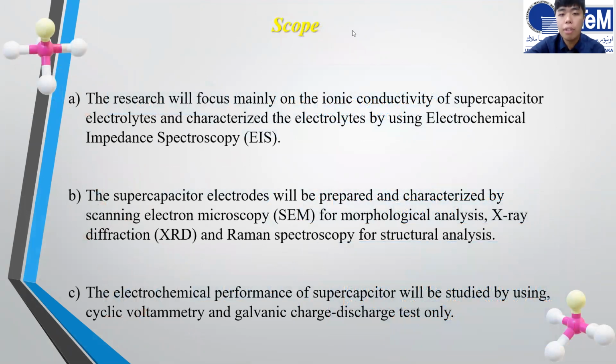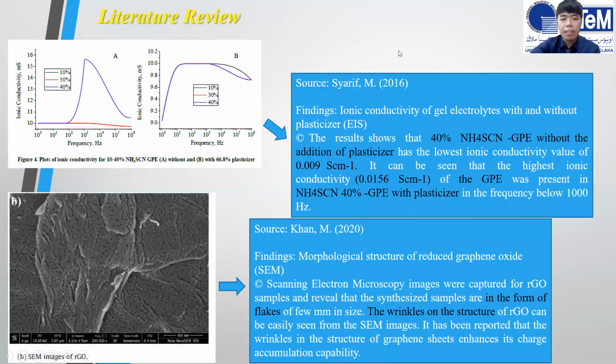The research will focus mainly on ionic conductivity of supercapacitor electrolytes and characterize the electrolytes by EIS. The supercapacitor electrode will be prepared and characterized by scanning electron microscopy (SEM) for morphological analysis, and XRD and Raman spectroscopy for structural analysis. The third scope is the electrochemical performance of supercapacitor will be studied by using CV and galvanostatic charge-discharge tests only. The next slide is literature review.